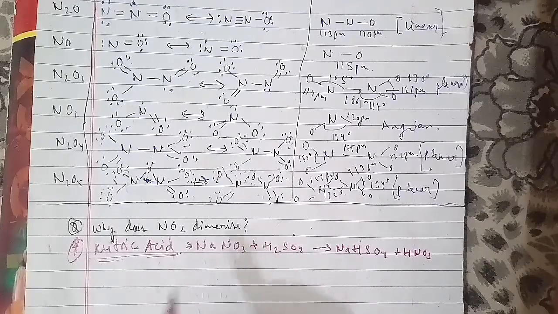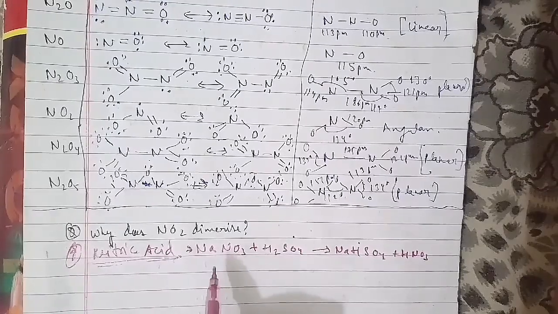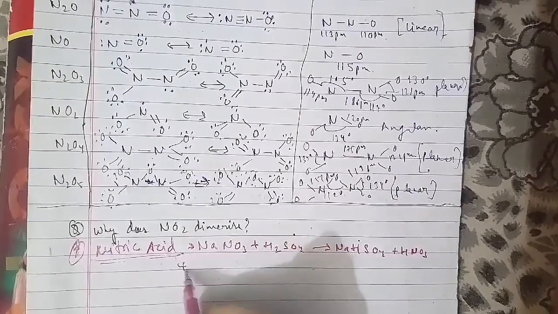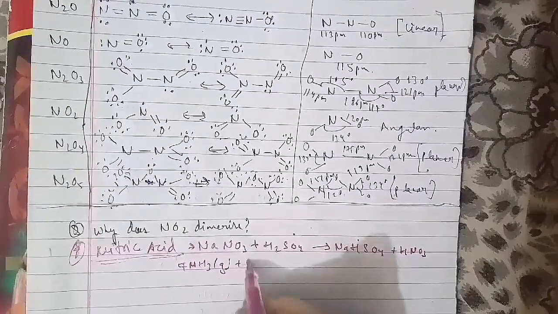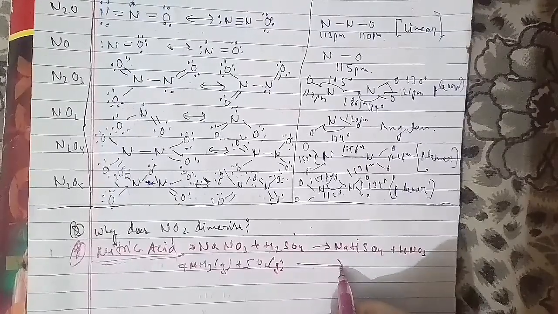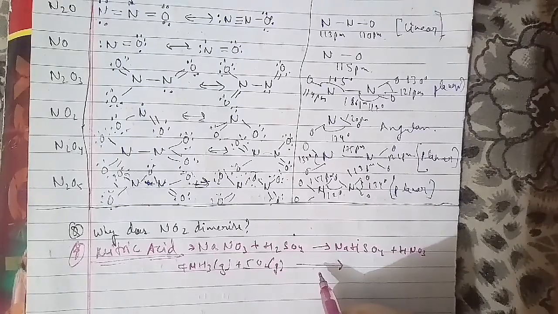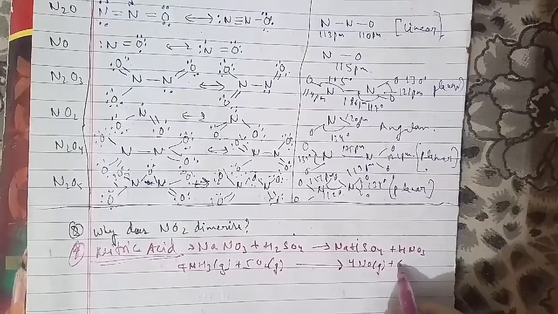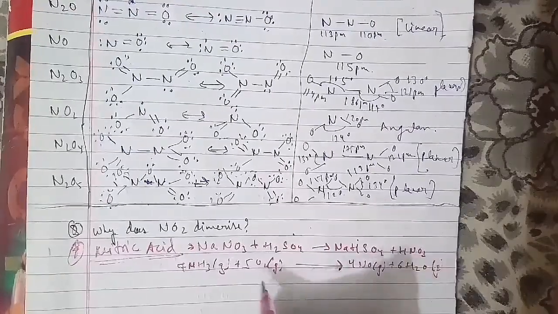So nitric oxide thus formed combines with oxygen to give NO2, and in the same case we have 2 NO plus O2 gases will give 2 NO2 gases here. The nitrogen dioxide so formed dissolves in water to give HNO3, which is 3 NO2 in the form of gas plus H2O liquid will give 2 HNO3 aqueous plus NO in the form of gas here.